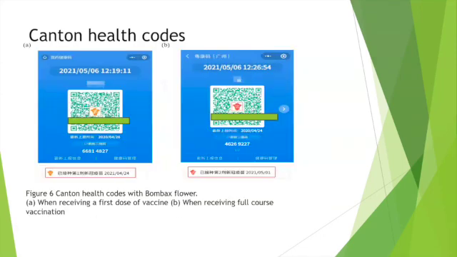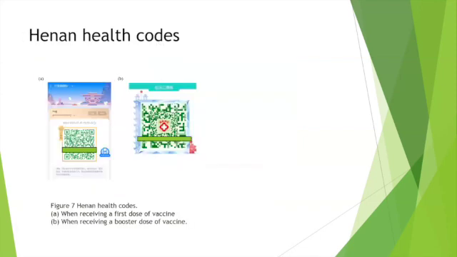The bombax flower in Guangzhou, also called a kapok, has a strong role in Cantonese culture and is the city flower of Guangzhou. Again, the colors indicate the doses of vaccination. The golden is the first vaccination, and the red one is the full course. There are some from Henan.